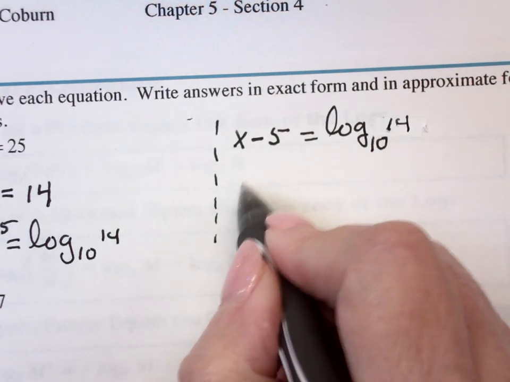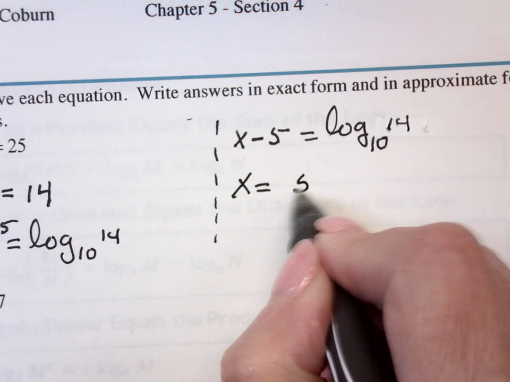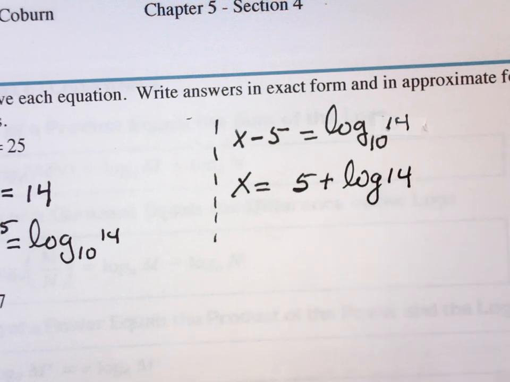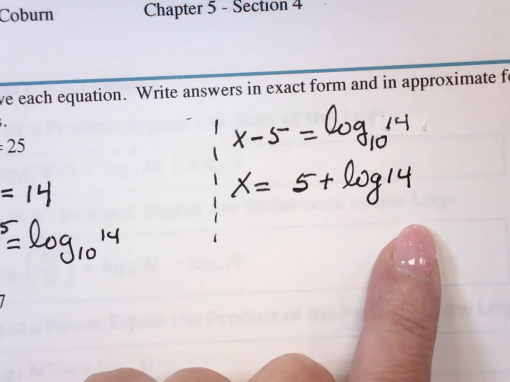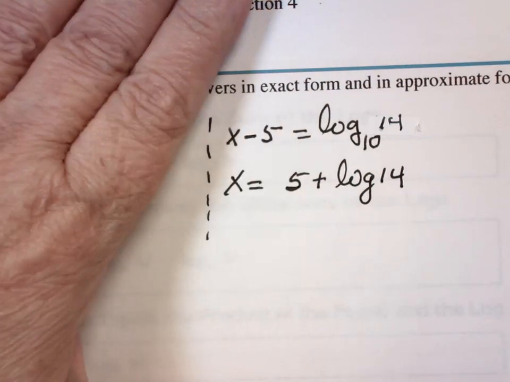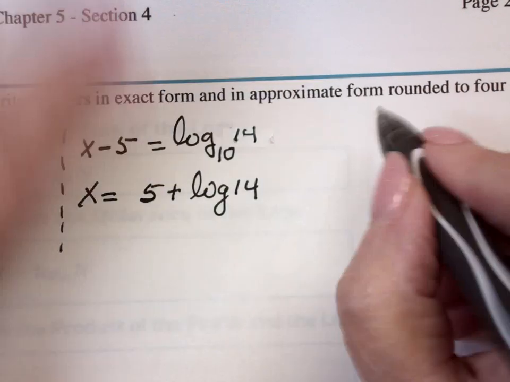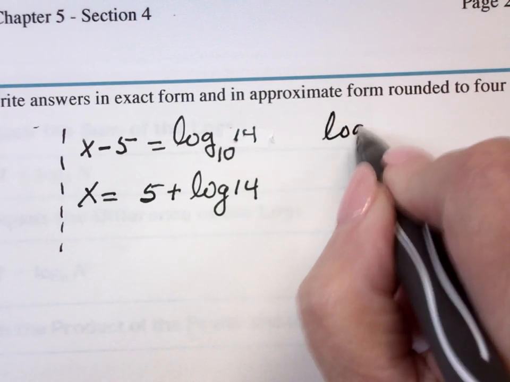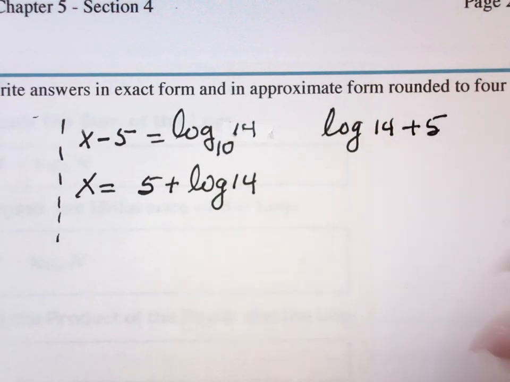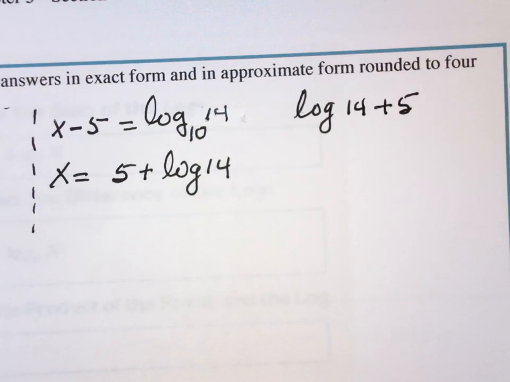And now add 5 to both sides so that x is 5 plus log, I don't need to write base 10 anymore, of 14. You should know it's base 10. This is where you need to be very, very careful. You notice I don't have parentheses around the 14? If I were to write this instead as log of 14 plus 5, the question you would ask yourself is, is the 14 and 5 together or not? It could be. I know for sure if I do this that it's not.